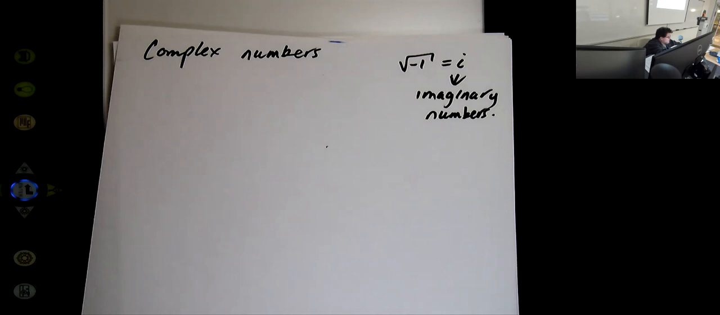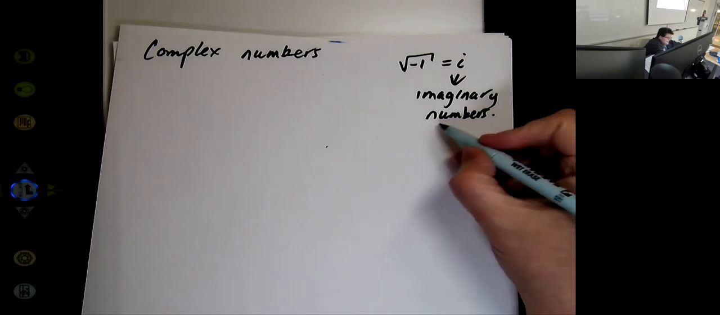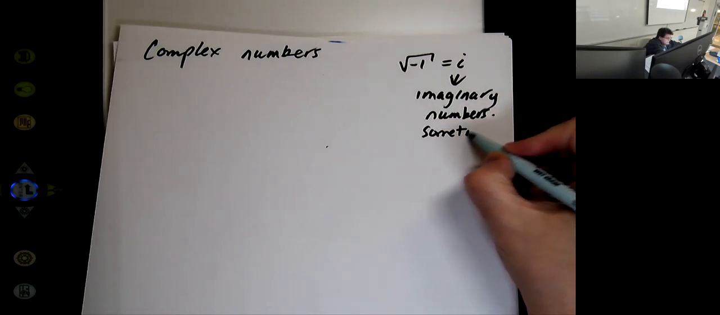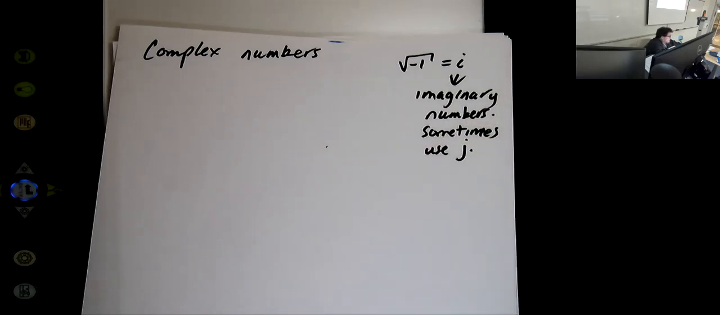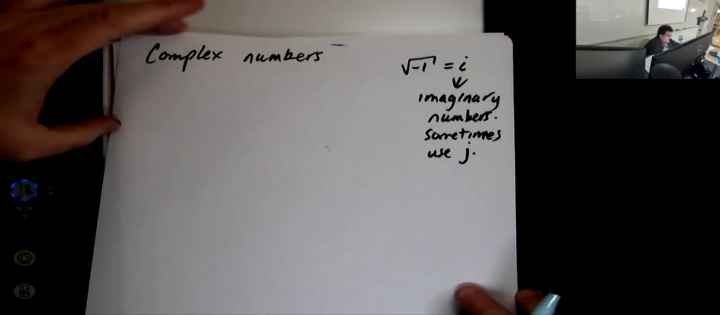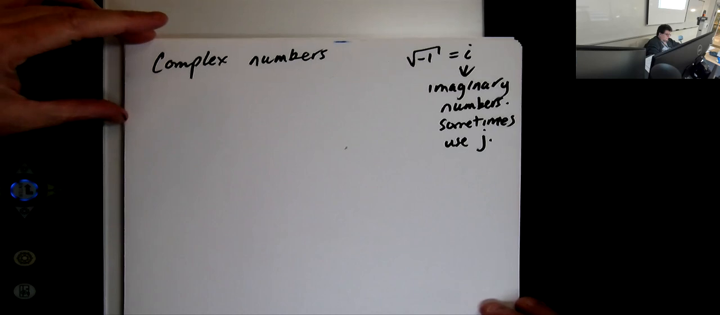Sometimes people in physics or electrical engineers use j, because they didn't want to get with the program. They use i for something else. i is commonly used for current in electrical equations, and so they use a different letter. I don't know why they don't use C for current or something better, but they're like, nope, we're going to do our own thing.